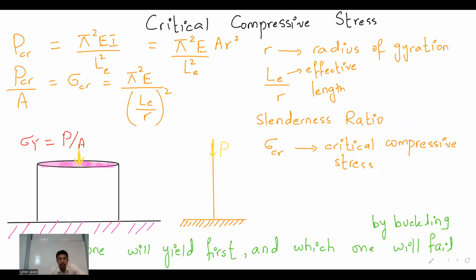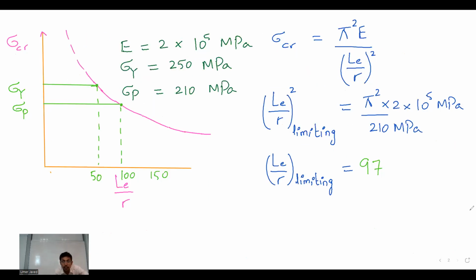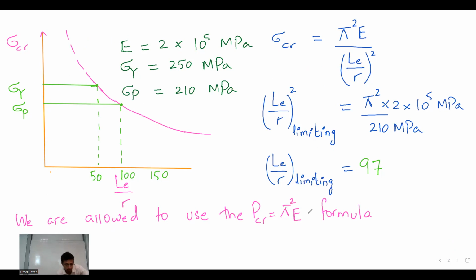Anyways, we will write in English that P critical is equal to pi square EI over LE square. Let me write down, P critical is equal to pi square EI over, let's say, LE square, or you can change it to AR square. You can do it yourself, that's fine.